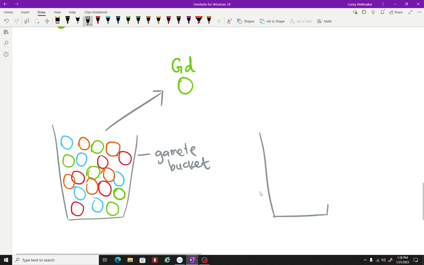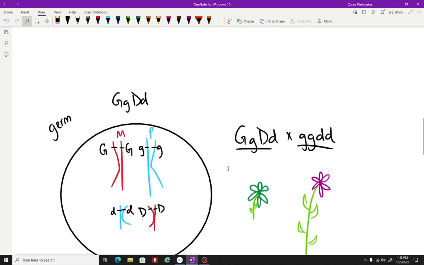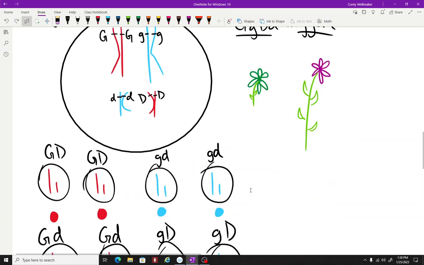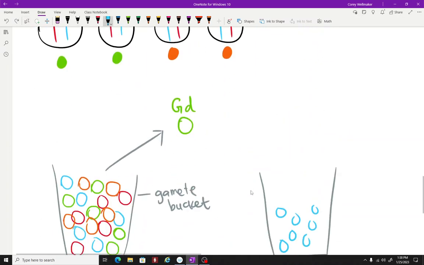Now for the other parent, they only have one color marble, because look at the genotype of the other parent. Right? It's homozygous recessive. So it doesn't really matter how the chromosomes line up. At the end of the day, there's only one possible combination. Right? All of the sex cells are going to carry little g, little d.